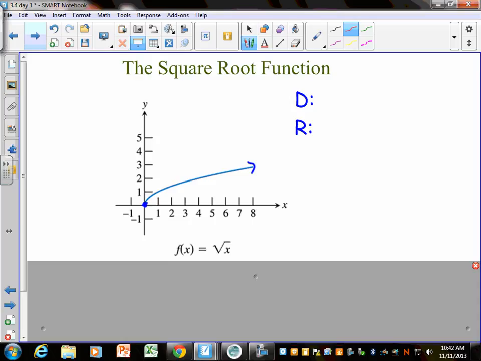Square root function, again, it's one of those that you should recognize. When you see an equation with a square root, you should think about it is half of a parabola on its side. That's how I always remember a square root function.